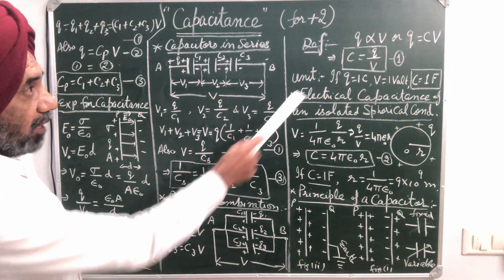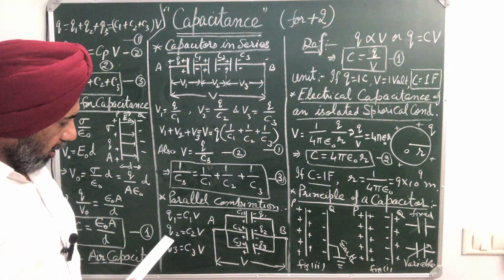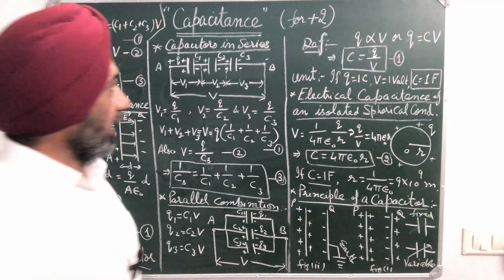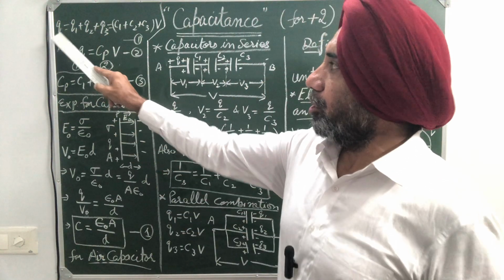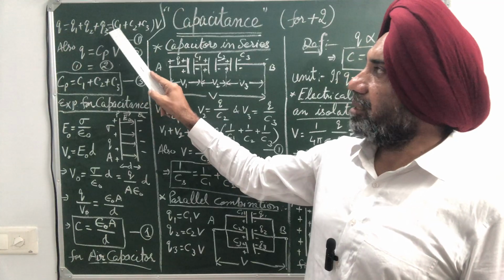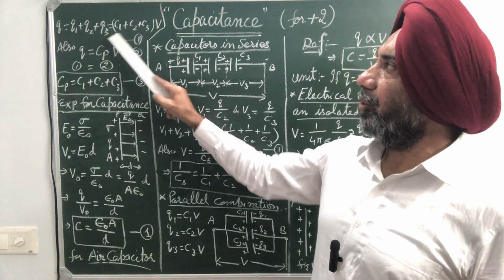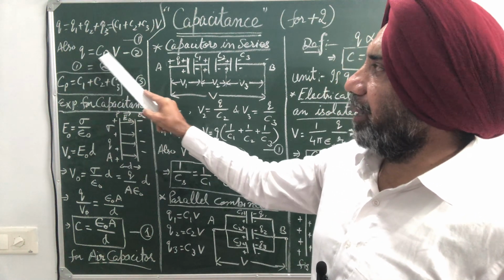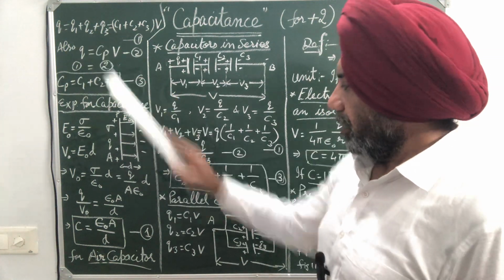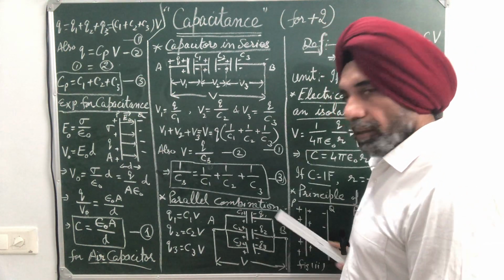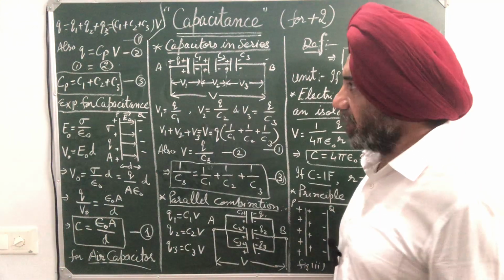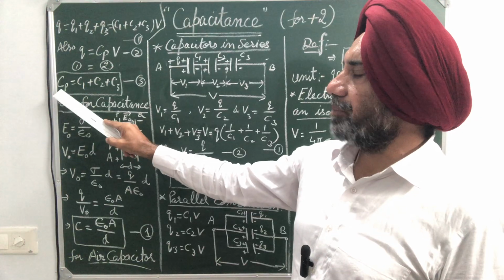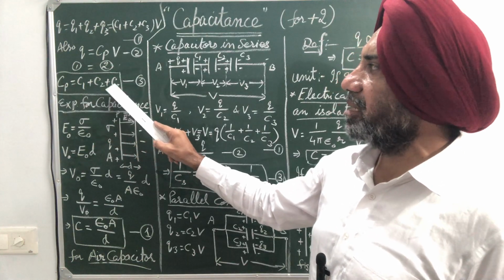Then by definition, Q1 is equal to C1V, Q2 is equal to C2V, Q3 is equal to C3V. If we add them, Q is equal to Q1 plus Q2 plus Q3, which is equal to (C1 plus C2 plus C3) into V. Also Q is equal to CPV, where CP stands for the total capacitance of the parallel combination. So comparing the two, we have CP is equal to C1 plus C2 plus C3.